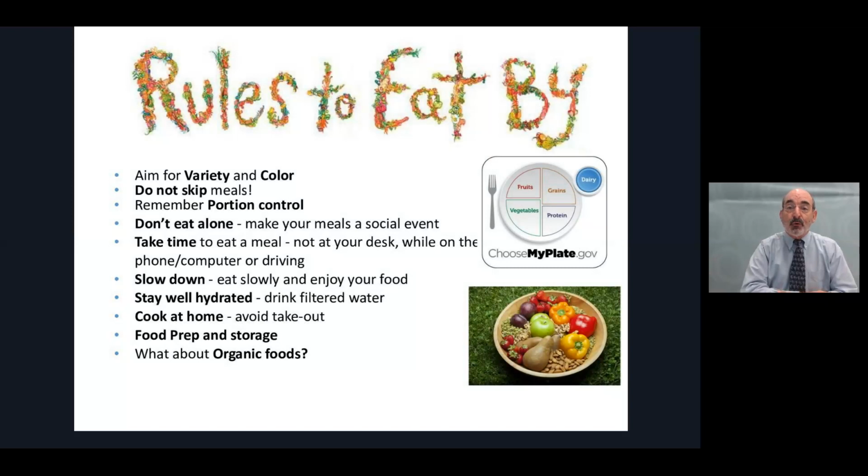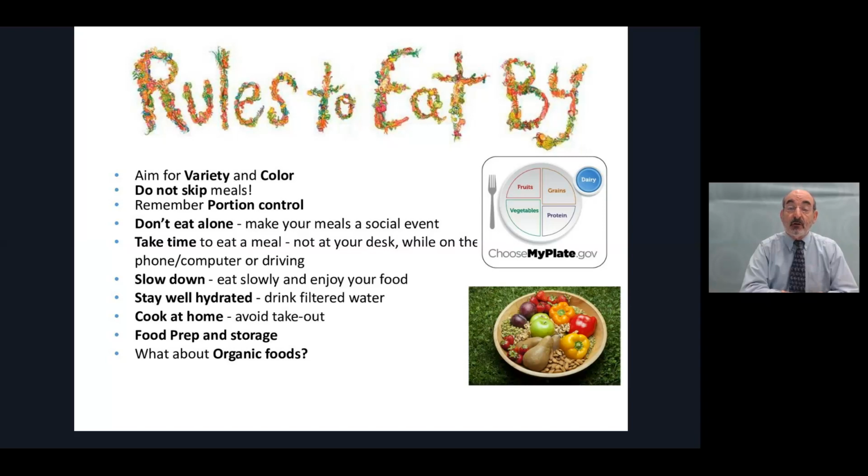I have a number of rules to eat by. I'll let you read this at your leisure. But certainly one of the things that we talk about in integrative medicine and diet is to eat a variety in color, to eat across the color spectrum. The different fruits and vegetables that we eat with the different colors have different pigments and antioxidants that can be quite beneficial to our health and also to fertility. As I mentioned, avoiding skipping meals. There are some other concepts here that you could certainly look at.